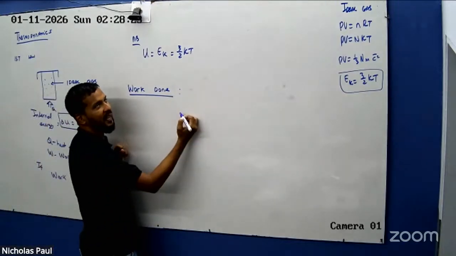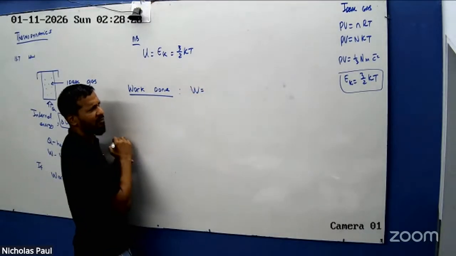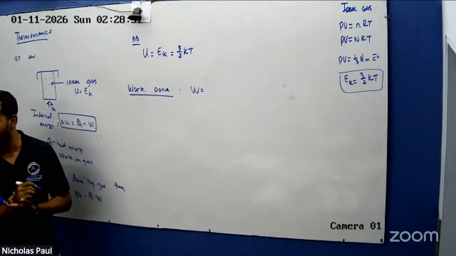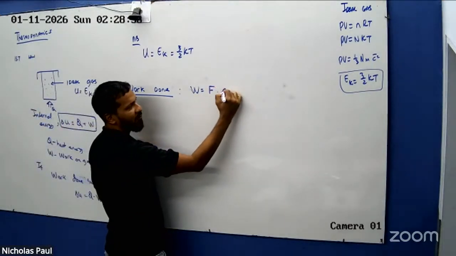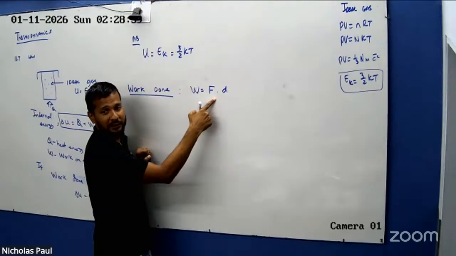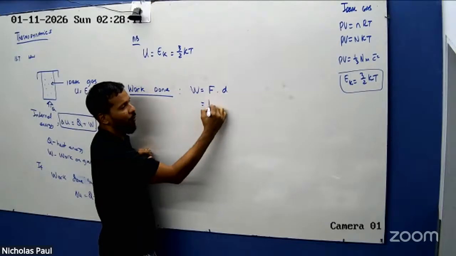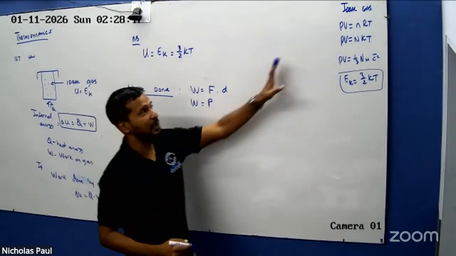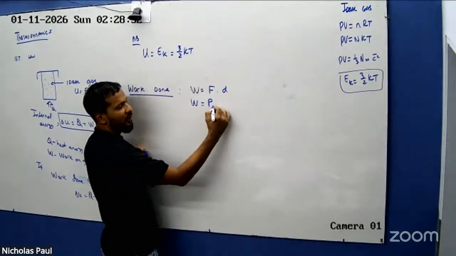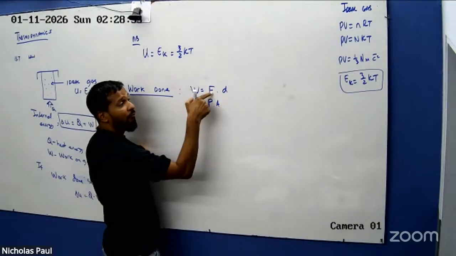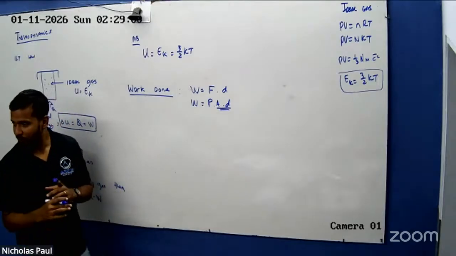Power by time. What else? No, easier. Work done is only what? Force by distance moved, right? Force by distance moved. And force is what? Force is pressure by area. Remember, we're dealing with these quantities here, right? Sorry, force is pressure by area. What is area by depth or by change?